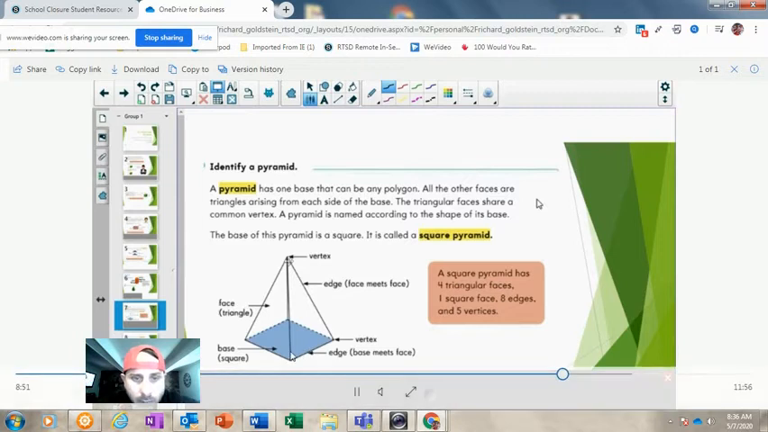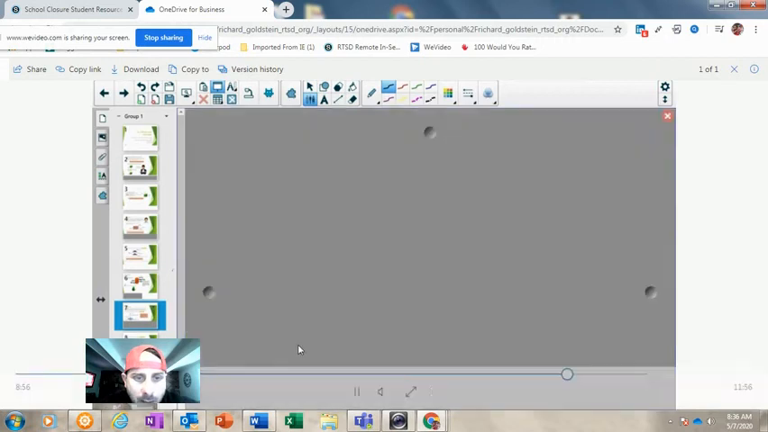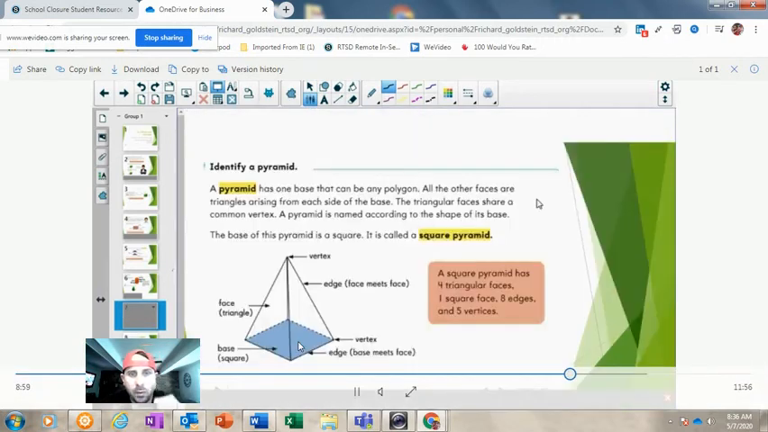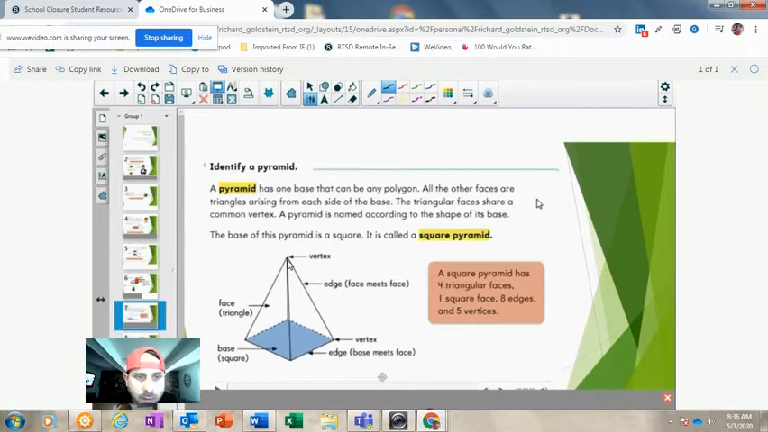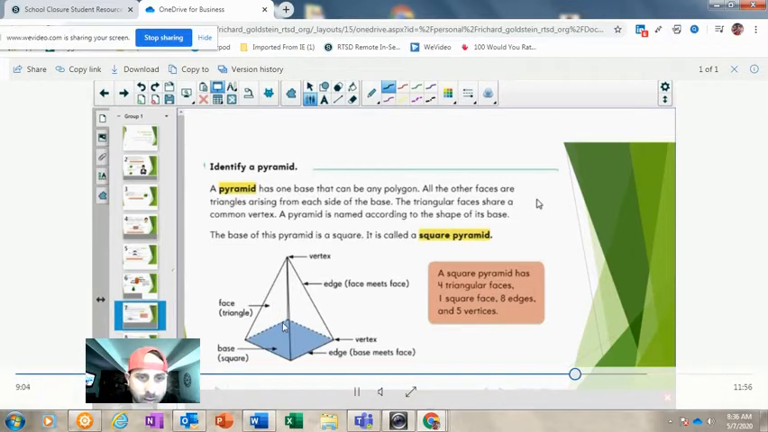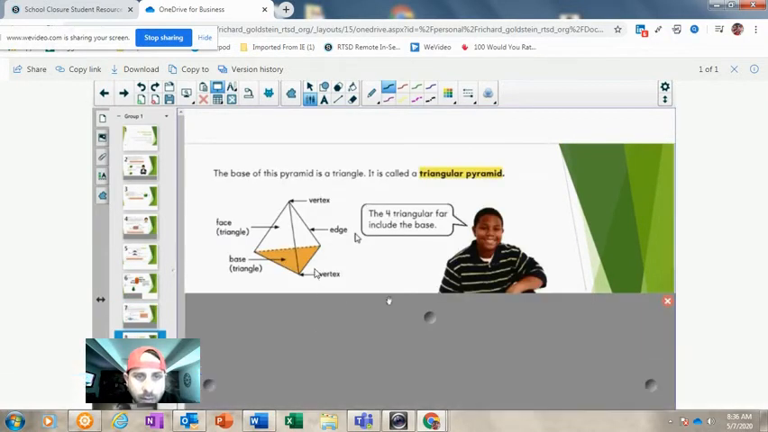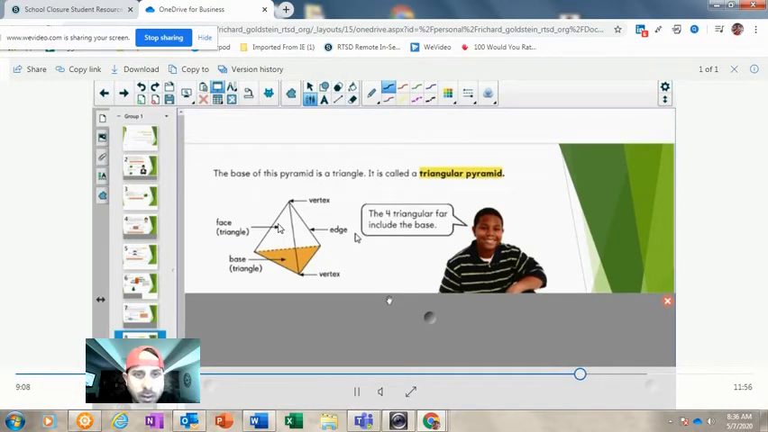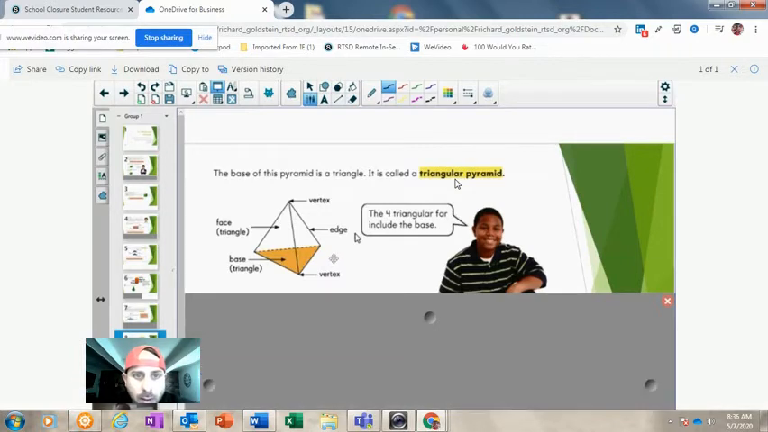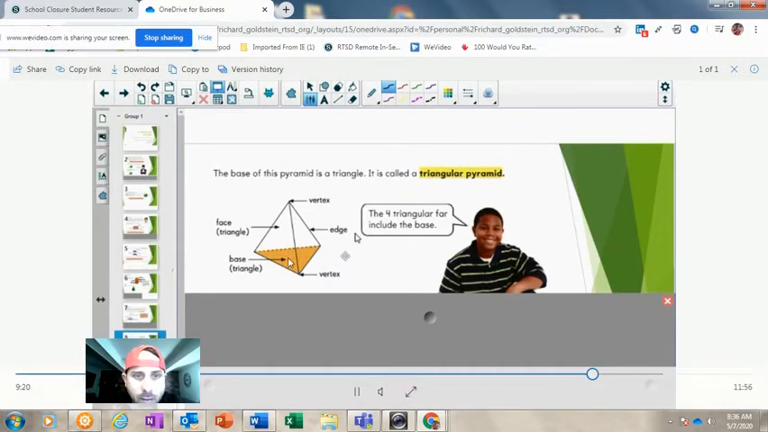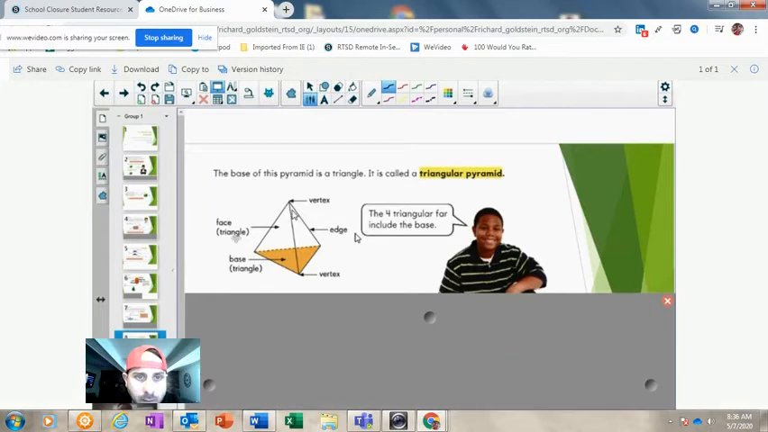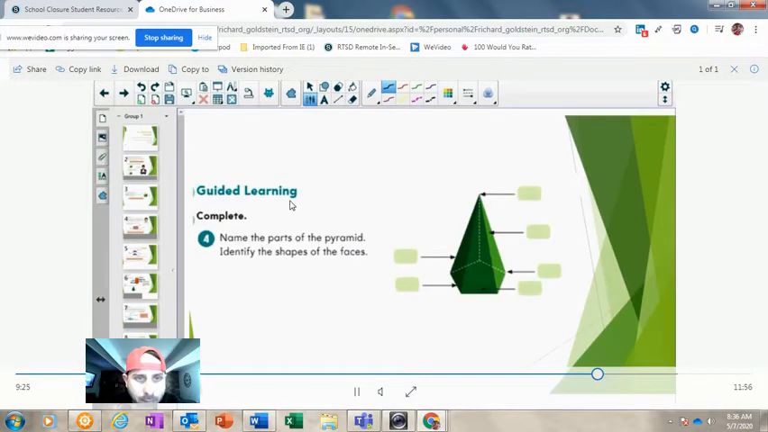So this is a rectangular pyramid or a square pyramid. All right, it's a square at the base, and it comes to one apex vertex here. And then you can clearly see this is a triangle, this is a triangle, all the different sides are triangles. All right, so I bumped ahead here. The base of this pyramid is a triangle. So this would be called a triangular pyramid. So your base is a triangle. Your faces are also triangles, coming up to a vertex.